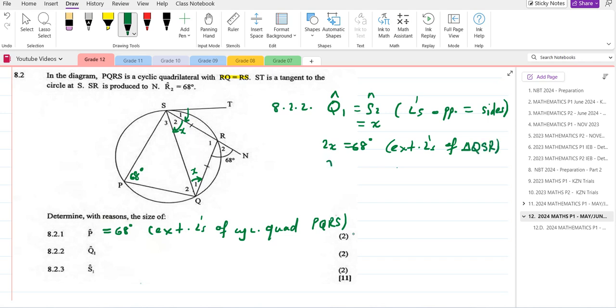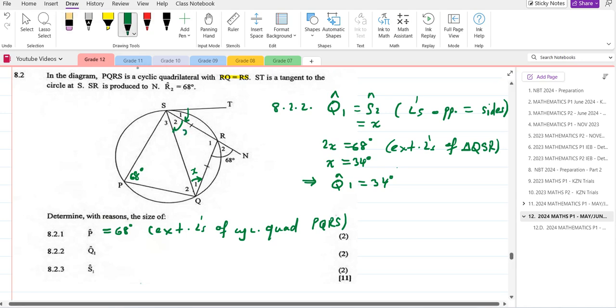So x is now equal to 34 degrees. Remember, the exterior angle of a triangle is equal to the sum of the interior opposite angles. So x is equal to 34 degrees. This implies angle Q1 is equal to 34. So we got 34 degrees here. We should leave the x because we know x is 34.